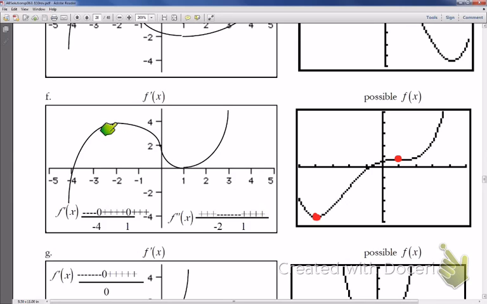Here's a turning point on the derivative graph. What x value does that look like it's at? -2 maybe? Alright, so over here at -2 there's a point of inflection. And then there's a turning point right here again at 1. So 1 is actually a point of inflection as well.